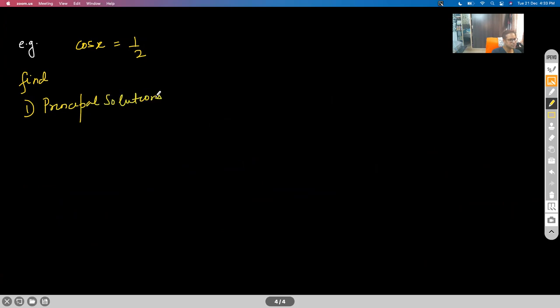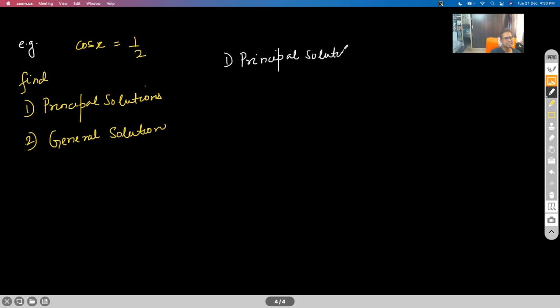Principal solutions. And let's find out the general solution. So principal solution is very simple. Please give me a response on the chat box. For what angles between 0 to 2 pi do you think cos x is going to become a half?